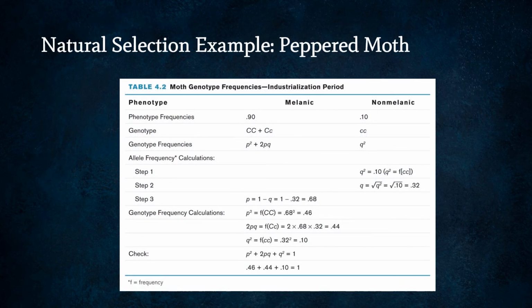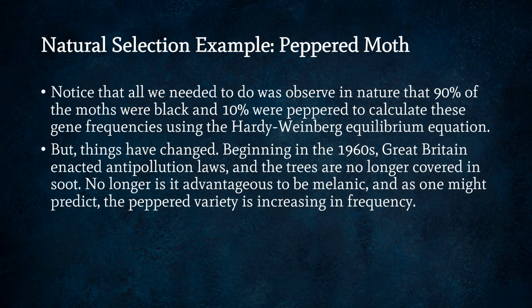So this graph is basically showing changes in gene frequencies. It's showing the frequencies and calculating them, and you don't need to know all of this for this class. But it gives you an example of how geneticists would do their work in detecting evolution. So it could have been during industrialization that there was equilibrium for a while, that nothing was changing, but things have changed. Beginning in the 1960s, Great Britain enacted anti-pollution laws, and the trees were no longer covered in soot. It was no longer advantageous to be melanic, and as one might predict, the peppered variety is increasing in frequency.